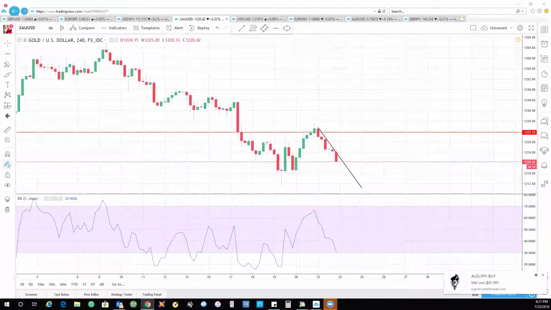Demo, leverage. Okay, USD, funds. Okay, MetaTrader demo account.